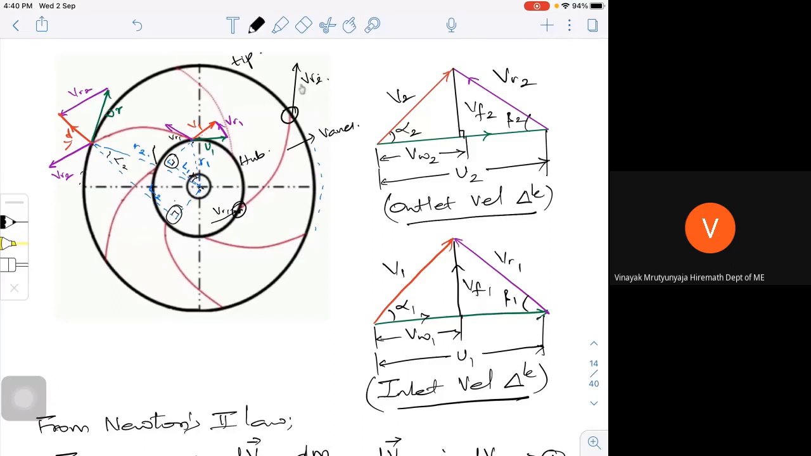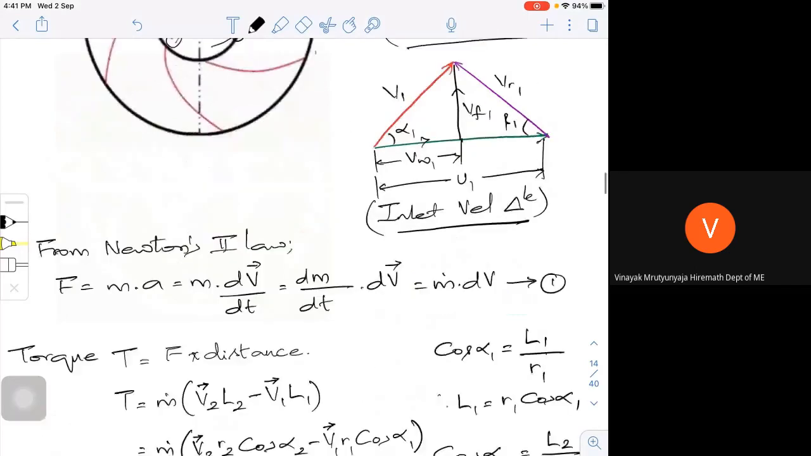Depending upon the condition, say for example, if I tell you flow is entering radially at the inlet, then one of the components, VW1, will automatically become 0. So depending upon the conditions, one of the components can become 0 at the inlet or exit. But to satisfy all the conditions, I should ensure that V1, VW1, VF1, U1 and VR1 are there, and alpha 1 and beta 1 are there. Okay.